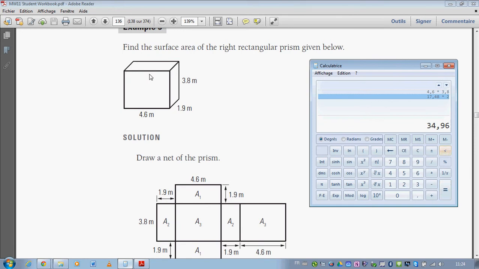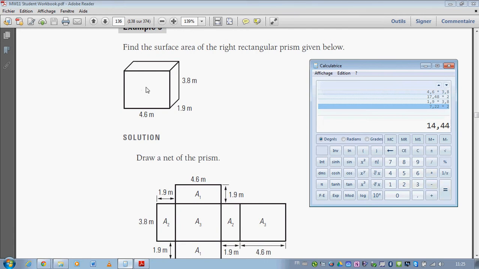Now, once you've figured out the front and back, you can figure out the area of the sides. So let's go for this side right here, and the side that's hidden on the left-hand side. This rectangle has a base of 1.9 and a height of 3.8. So 1.9 times 3.8 gives you 7.22, but we know that this side repeats twice, because there's one on the other side too. So you multiply by 2 to get the total area of those two sides, which is 14.44.